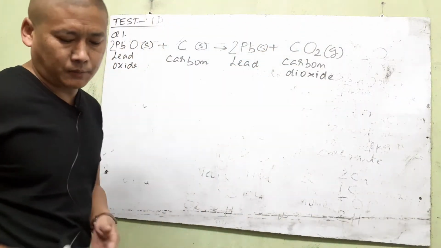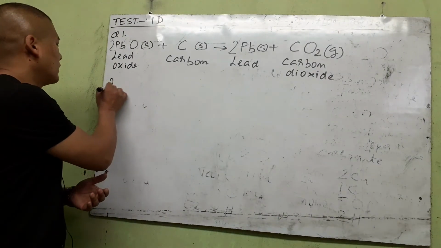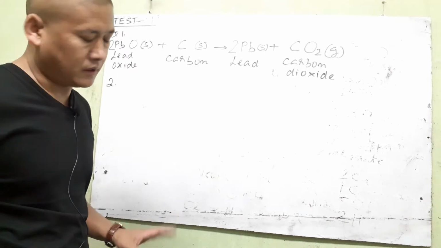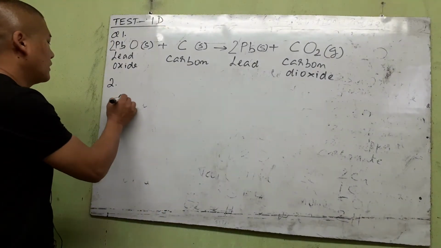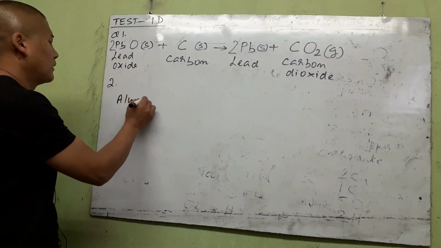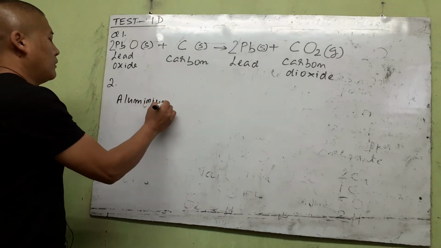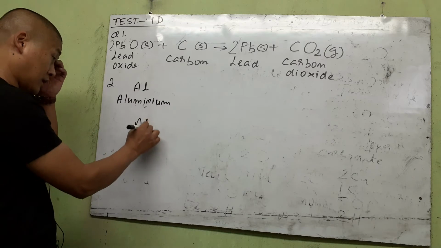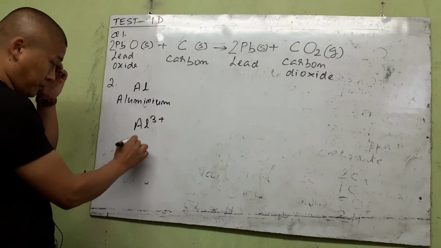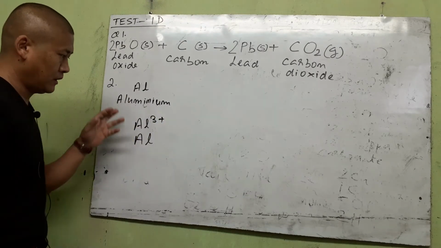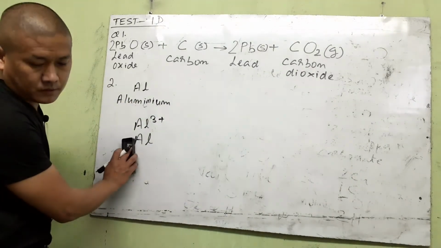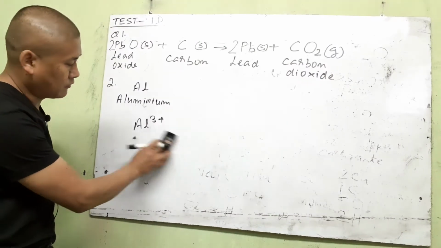So that is the balanced chemical equation. Next is number 2. Aluminium displaces ferric oxide. Only that much is given. So we write here, extreme left, aluminium. So we write here, aluminium is Al. When we write like this, it is aluminium ion, Al3 plus. Al means aluminium. Aluminium or aluminium atom displaces iron from ferric oxide.